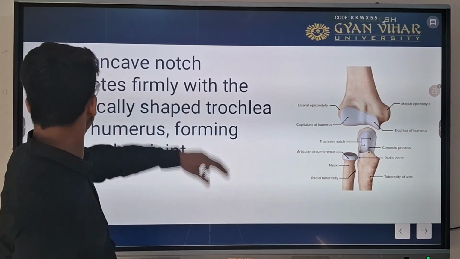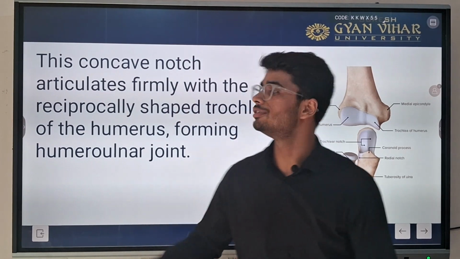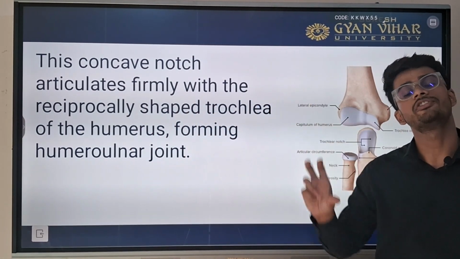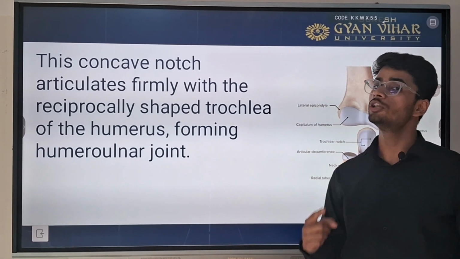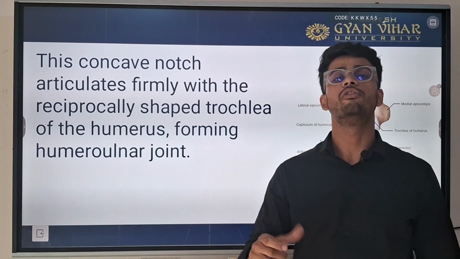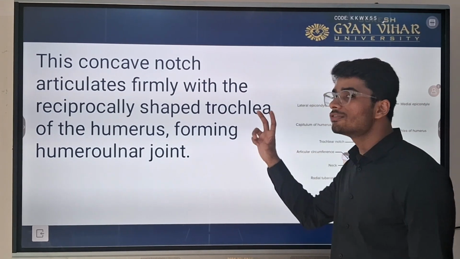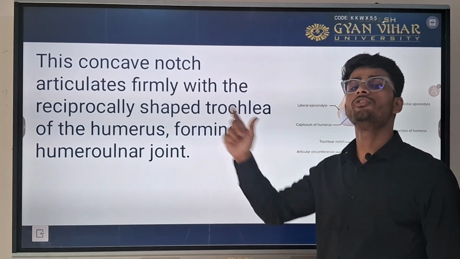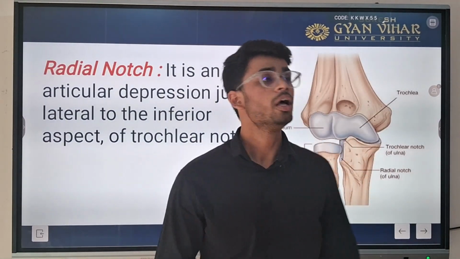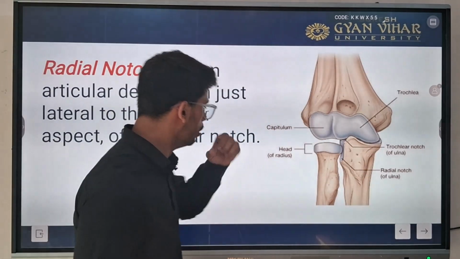Now this concave notch we already studied articulates with the trochlea which is convex in nature. So the concave articulating surface is provided by the ulna. This will be very important when we study the convex-concave rule and rolling and sliding of the elbow joint. So the concave surface is provided by the ulna and the convex surface is provided by the humerus bone to form the humero-ulnar joint. Then there is the radial notch.